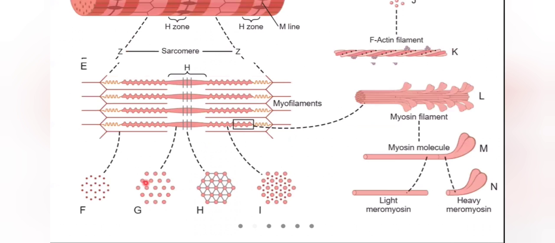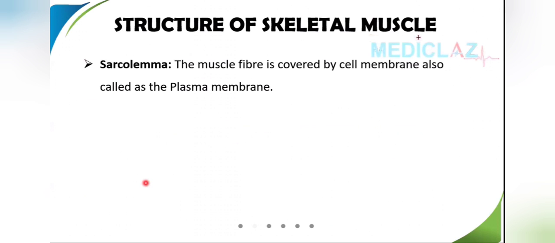A few important vocabulary words which you'll have to understand. Sarcolemma. What is sarcolemma? Sarcolemma is nothing but the plasma membrane. For any cell, the outer covering is called the cell membrane or the plasma membrane. Similarly, if the covering is for the muscle, then you call it the sarcolemma. Sarco means muscle, so since it is for the muscles, it is specifically known as sarcolemma.